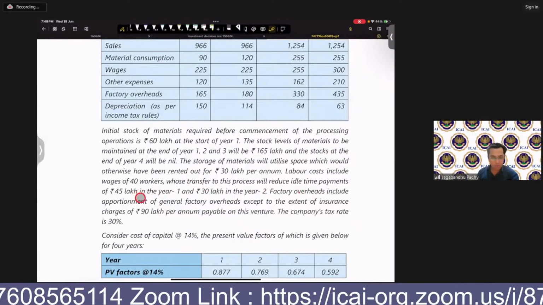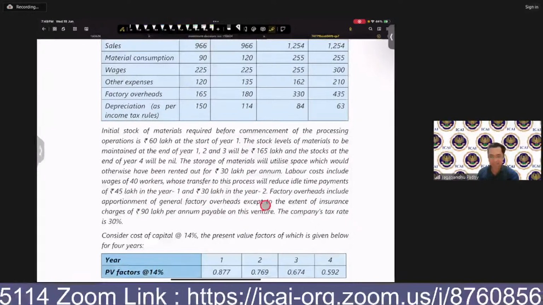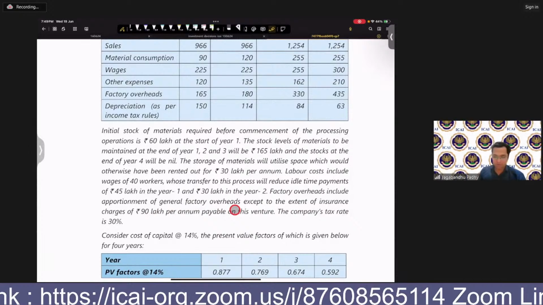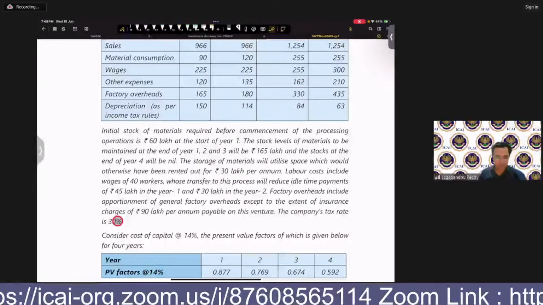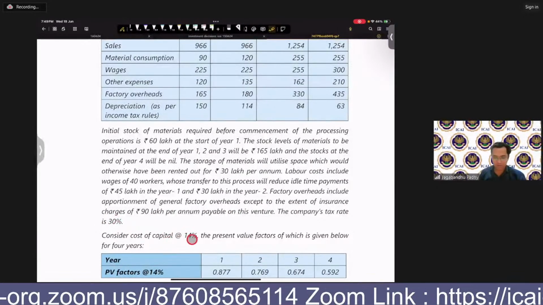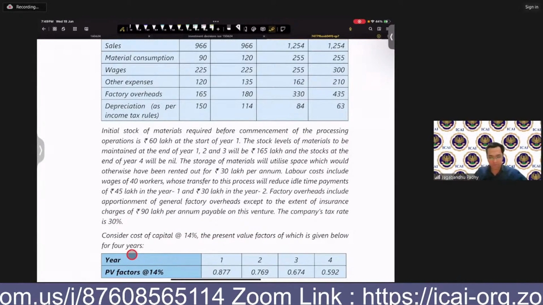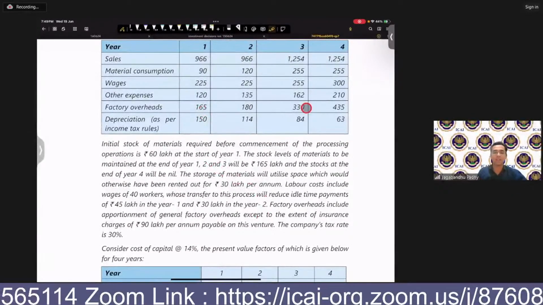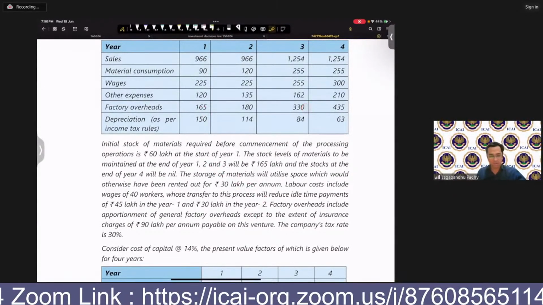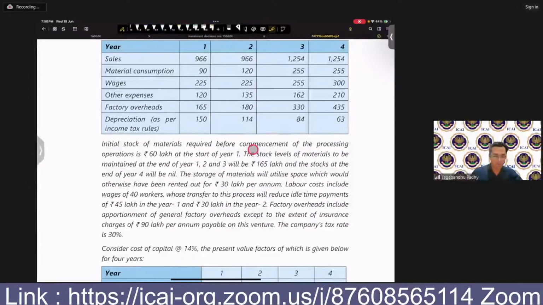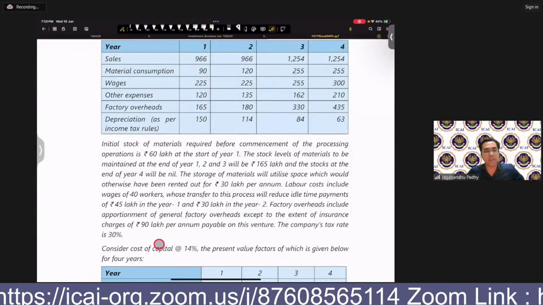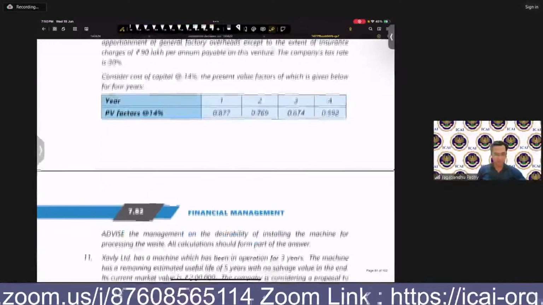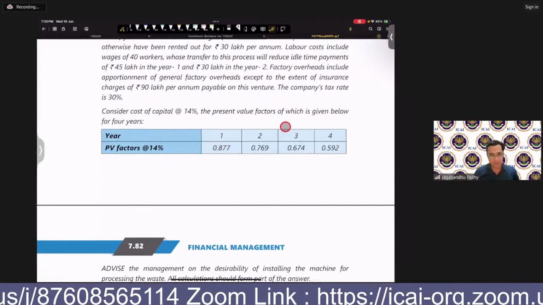Factory overheads include apportionment of general factory overheads, except to the extent of insurance charges of 90 lakhs per annum payable on this venture. The company's tax rate is 30%. Consider the cost of capital at 14%, present value factors for which are given up to 4 years. Again, in factory overheads, whatever numbers they have given are allocated, absorbed, charged, right? These are not incremental factory overheads. But they're saying 90 lakhs of insurance that we are undertaking is incremental in this case. So I'm going to consider only that as a part of our calculation. Consider the cost of capital as 14%. They have given the PV factors.